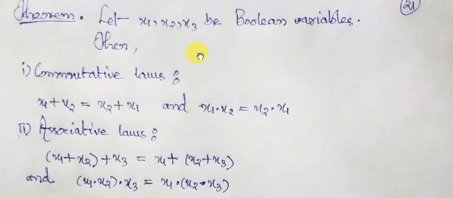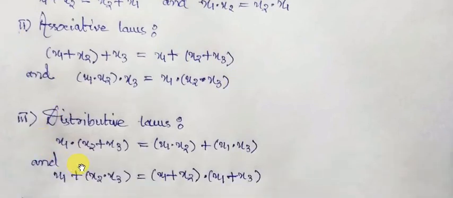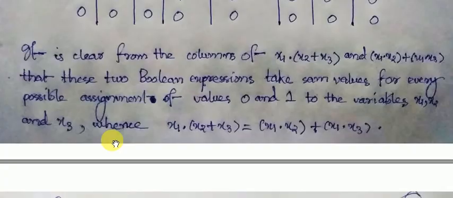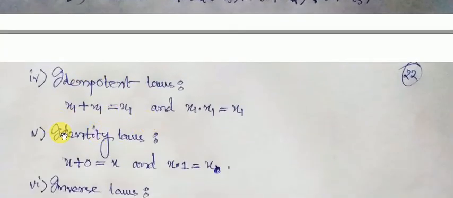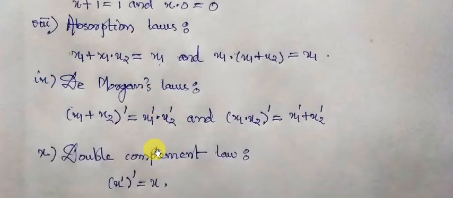And we shall learn the same theorem again: the commutative laws for addition and multiplication, the associative laws for addition and multiplication, the distributive laws of multiplication over addition and of addition over multiplication, the idempotent laws, the identity laws, the inverse laws, the dominance laws, the absorption laws, the De Morgan's laws and the double complement law.